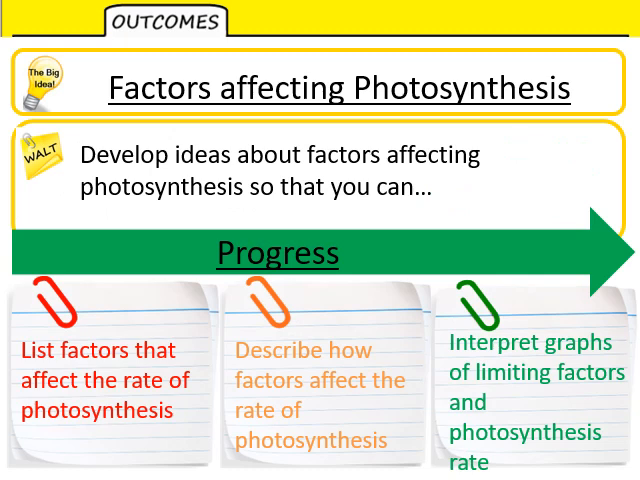So this lesson looks at factors affecting photosynthesis. And what we're going to cover is being able to list those factors that affect the rate of photosynthesis, describe how those factors affect the rate, and then be able to interpret graphs that demonstrate the impact of factors on the rate of photosynthesis.